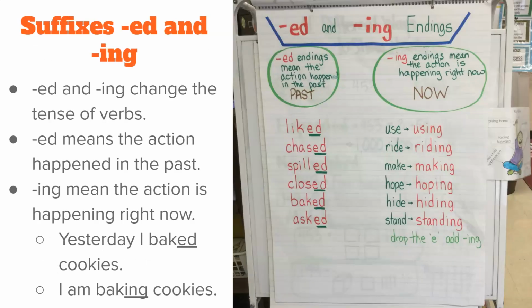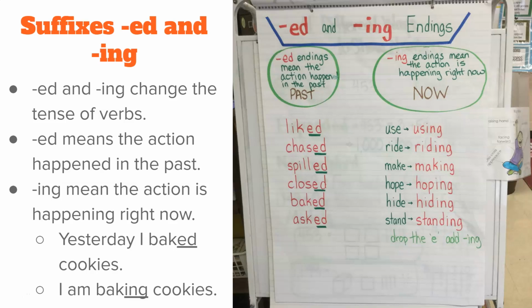Okay, the next grammar strategy is using the suffixes ed and ing correctly. Ed and ing change the tense of a verb. We add ed to the ends of verbs that happen in the past. We add ing to verbs that are happening right now. So, two examples: Yesterday, I baked cookies versus I am baking cookies now.